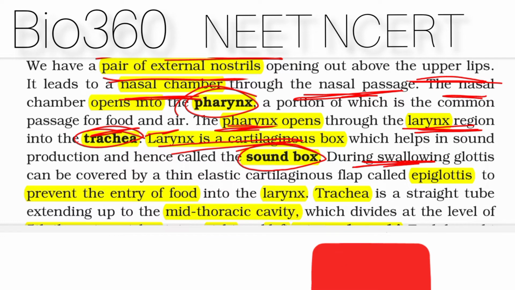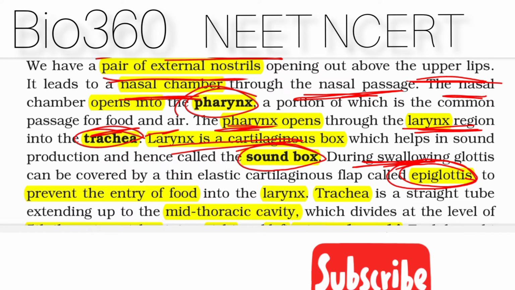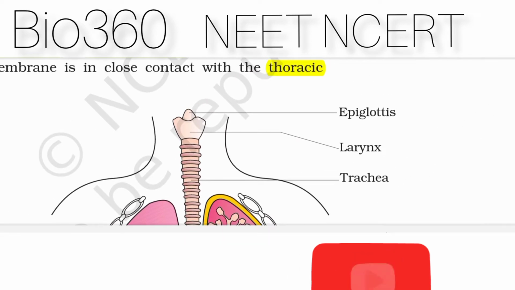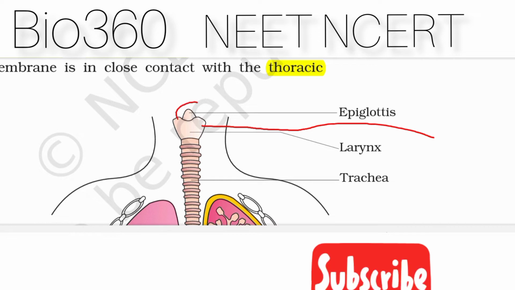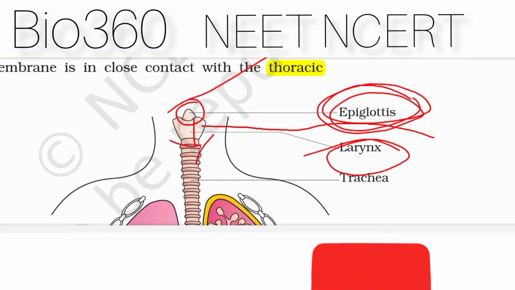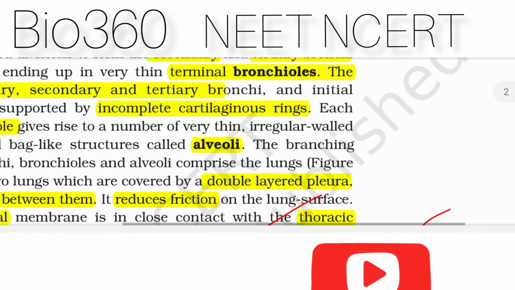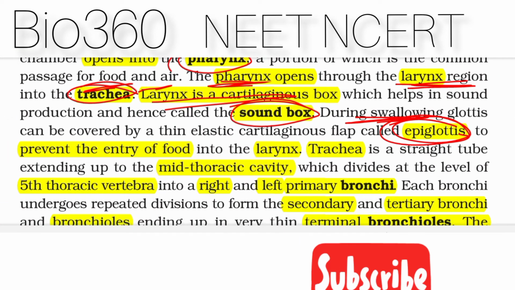During the swallowing process, our glottis is covered with an elastic flap which is made up of elastic cartilage. It is known as the epiglottis. You can see it in this diagram. This is our glottis, on which a flap is present which prevents the entry of food into the larynx. This flap is known as the epiglottis. Its name is epiglottis because it is present on the glottis, which is the opening of the trachea. So it prevents the entry of food into the larynx.